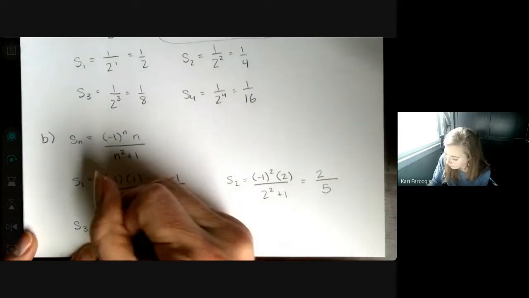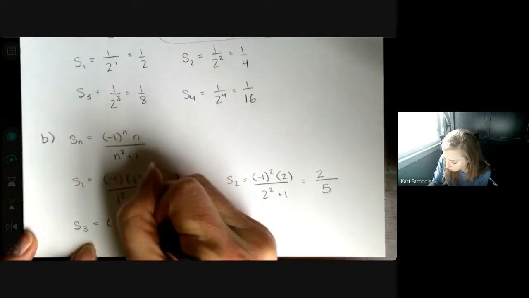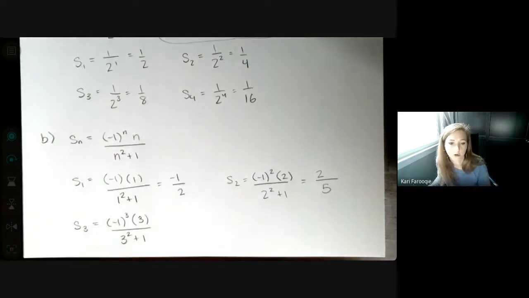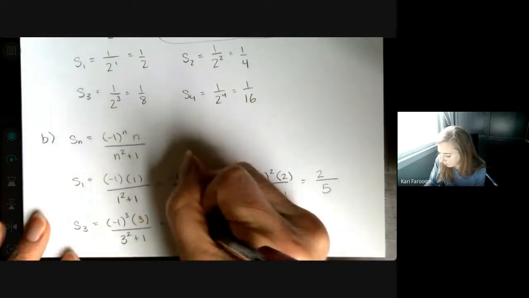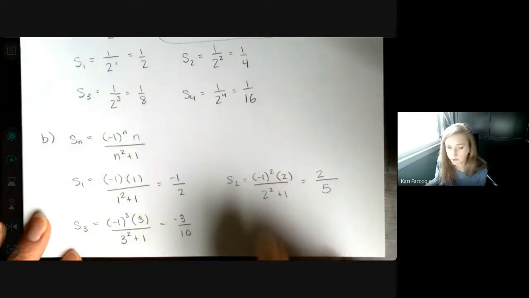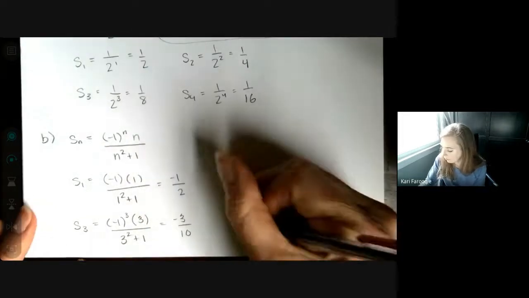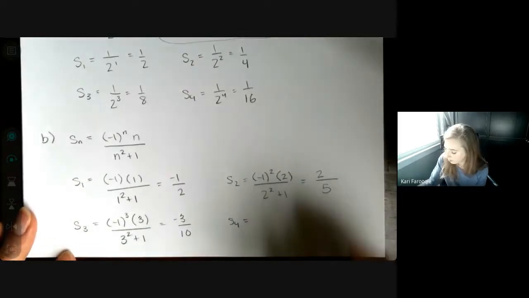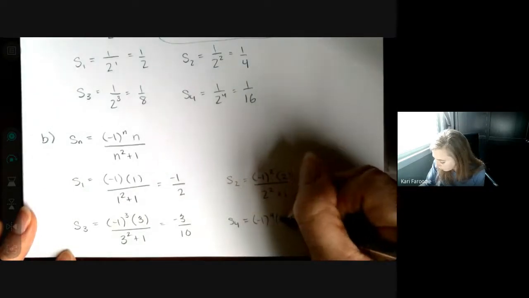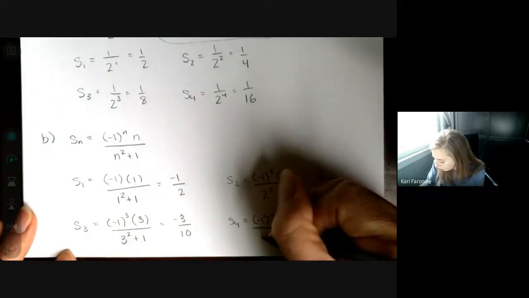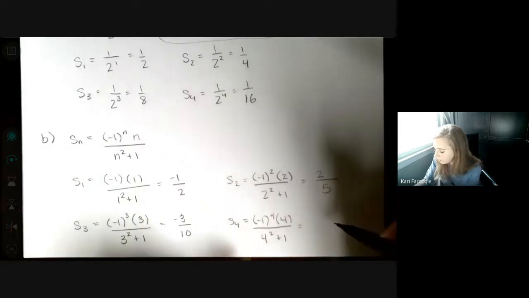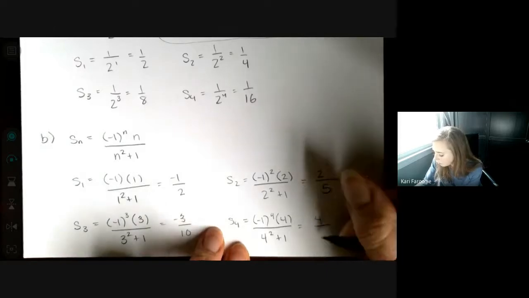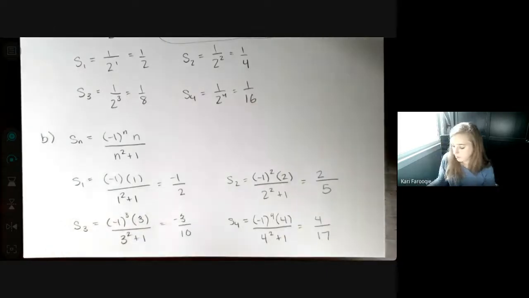For the third term, you'll have -1 to the third power times 3 divided by 3 squared plus 1. 3 squared is 9, plus 1 is 10. And then for the fourth term, same thing. -1 to the fourth power times 4, and then we'll have 4 squared plus 1. So -1 to an even power is going to be +1 times 4 is 4. 4 squared is 16 plus 1 is 17.